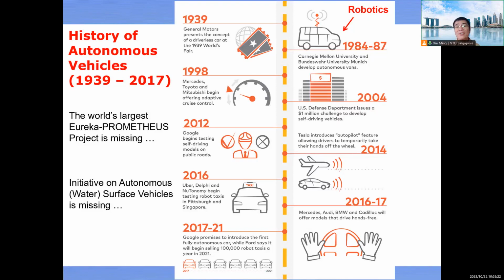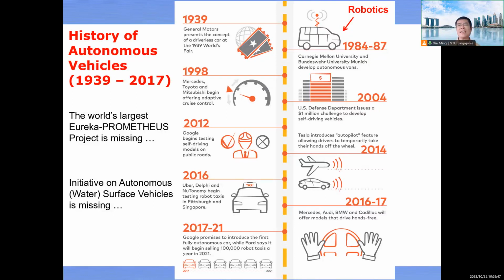Okay, and in year 2014, here you see the company Tesla started to venture into the development of autonomous vehicle. And in the same year, the initiative dedicated to the development of autonomous surface vehicle was started with the RoboX challenge.